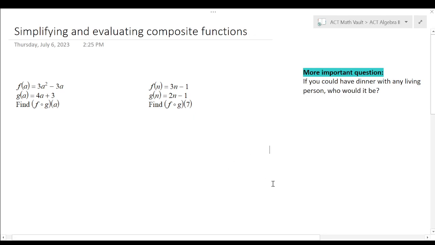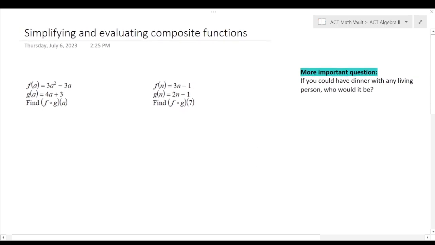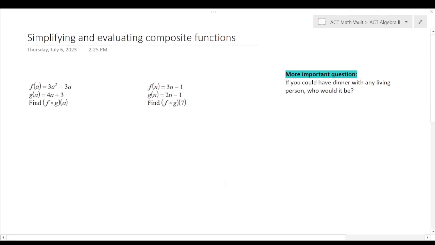Here are the two problems that we'll do, and to make sure we don't take ourselves too seriously, let's think about the fun question. If you could have dinner with any living person, who would it be?